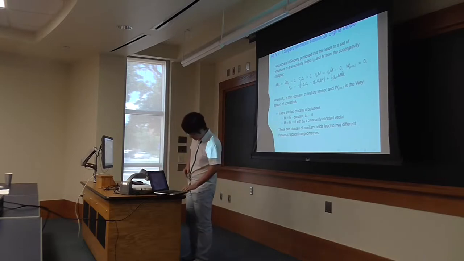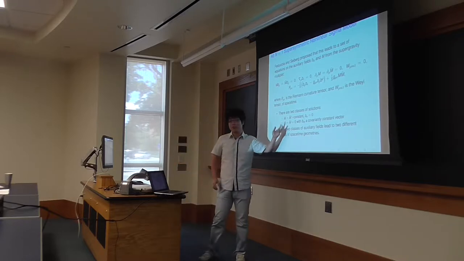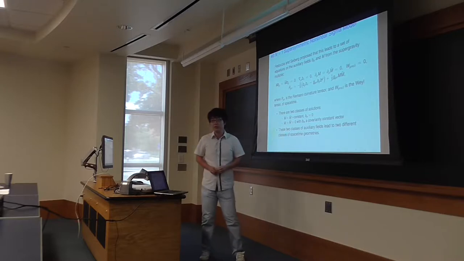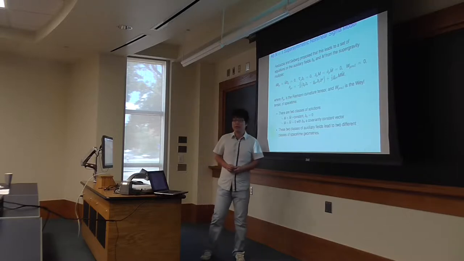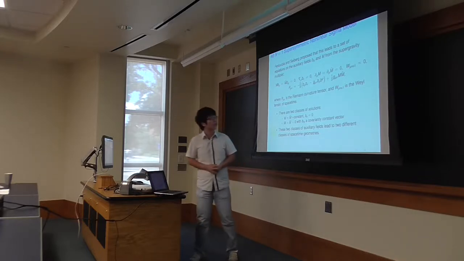Well, can you have both at the same time? Why do you set one of them equal to zero? Yeah, M and M bar are complex quantities throughout. Why do you set b equal to zero and keep M, or set M equal to zero and keep b? Can't you have b not equal to zero and M not equal to zero? No, that's not possible, yeah.